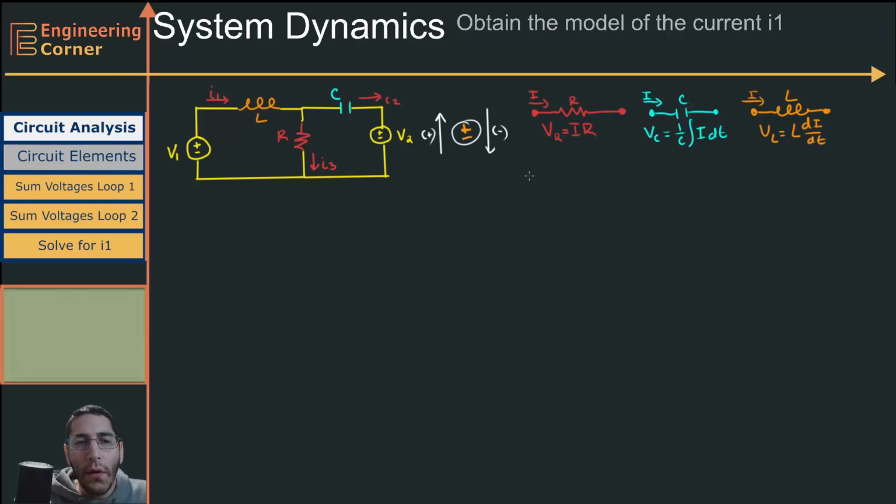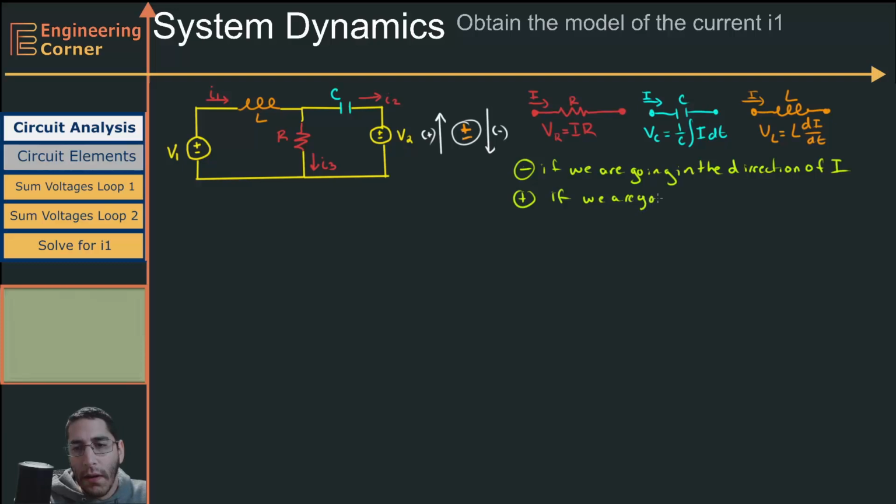Finally, we need to know if we're going to add or subtract these voltages. If we're going with the current, we are going to subtract. So we're going to subtract any of these voltages if we are going in the direction of I. We're going to add if we are going against the current.